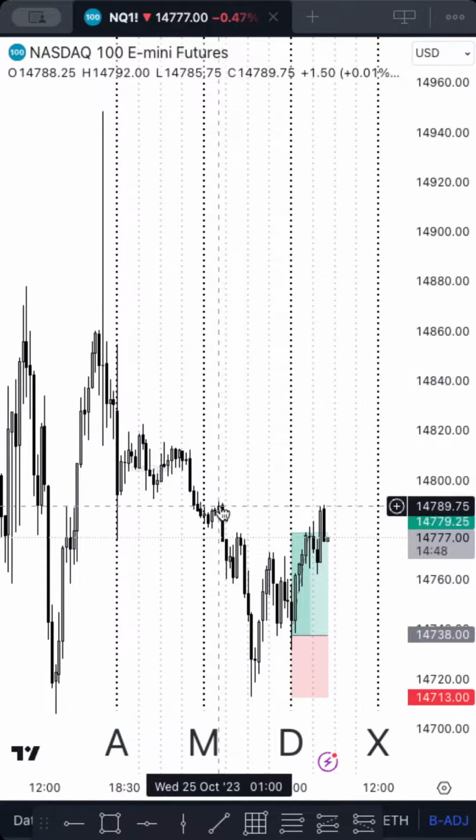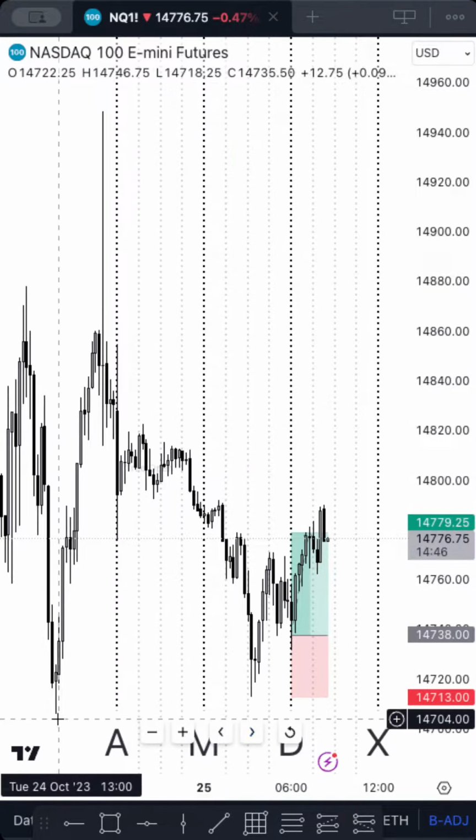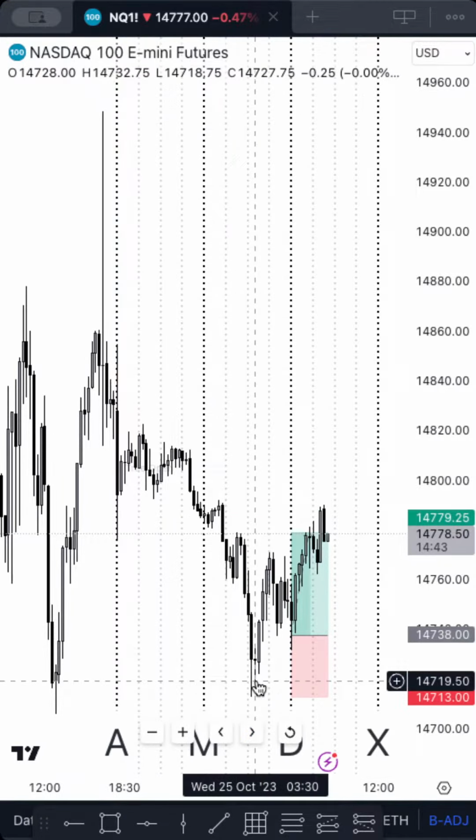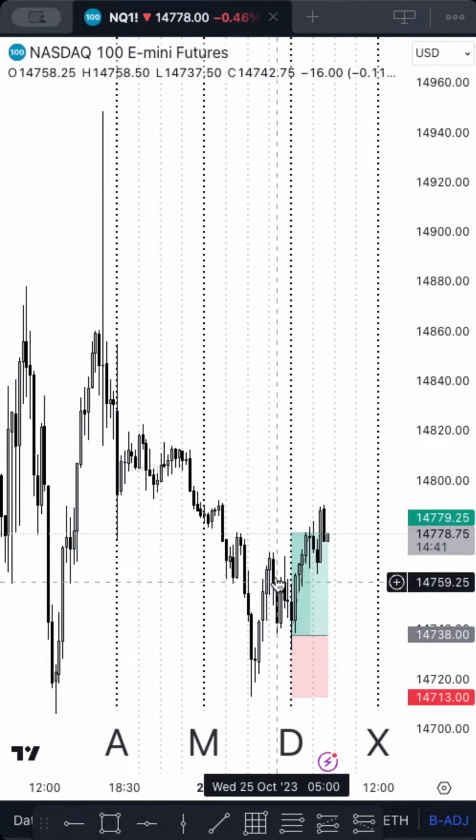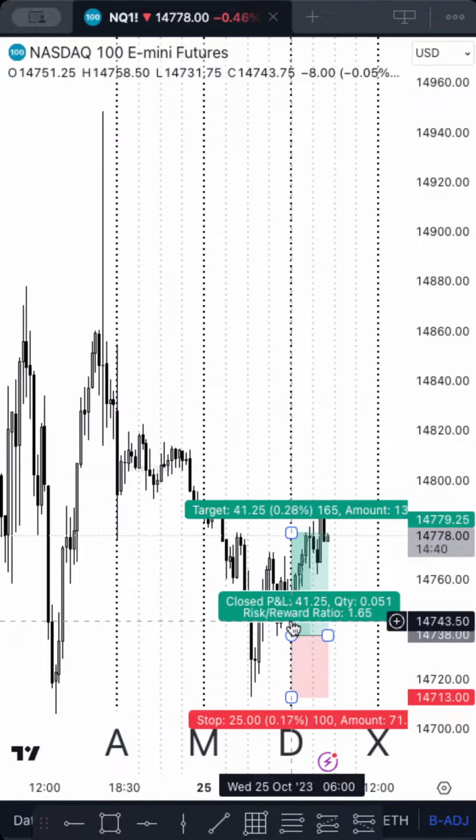So we saw that we manipulated during London down towards this low, which we didn't get, but that's okay. We manipulated down, bounced back up, and so now what am I expecting? At the beginning of the distribution phase, I'm expecting for us to go up.